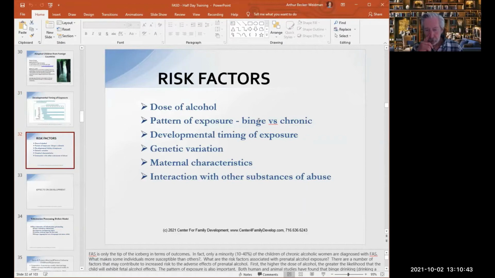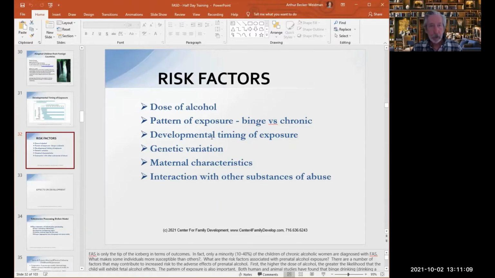And risk factors. Well, there's the dose. There's the pattern of exposure. So for example, binge drinking is worse than chronic drinking. So not that you would recommend this, but it would be better to have 1 beer a day than on Friday night have 7 beers.